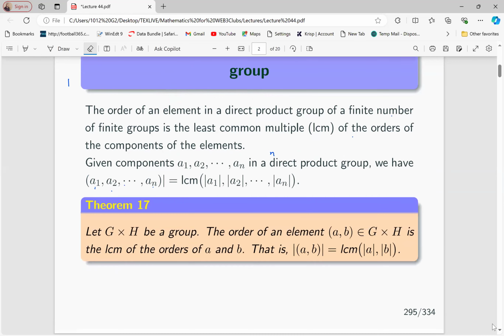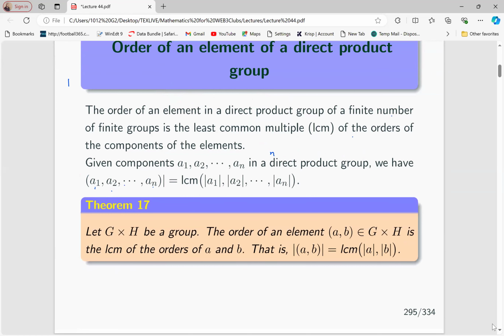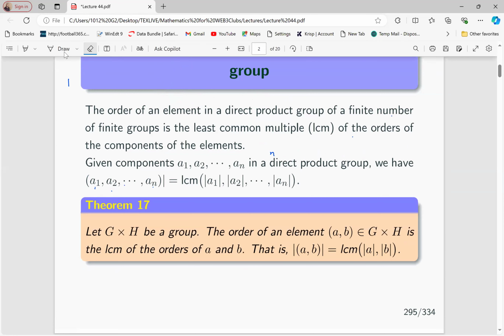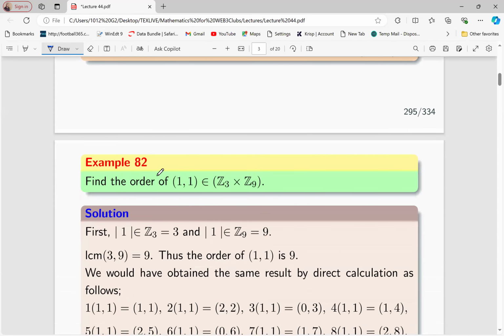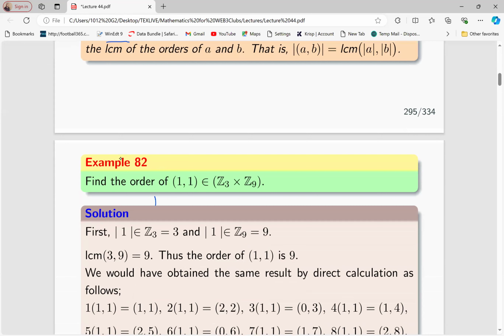This theorem just explains what I've been explaining, that the order of an element in this group, G cross H, will be the LCM of the orders of A and B. Now let's look at this group. I began with a very simple element, (1, 1), in the direct product group Z3 cross Z9. The question is, what's the order of (1, 1)?